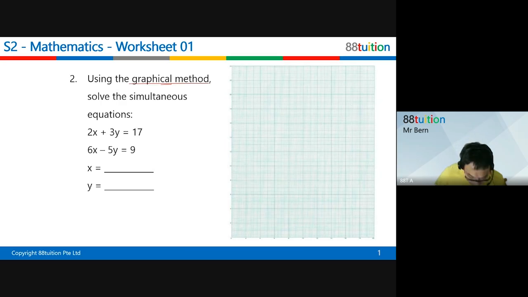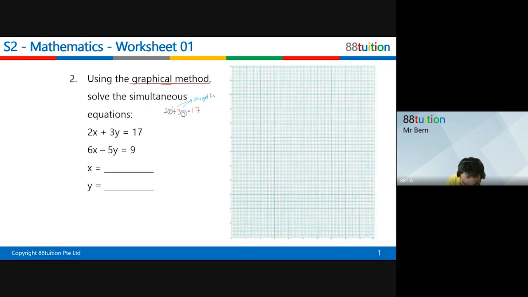So we have this 2x plus 3y equal to 17. In order to draw this graph, it's actually a straight line. How do I know it's a straight line, children? I see an x to the power of 1 down here. It means it's a straight line. Got y, got x means it's a straight line.